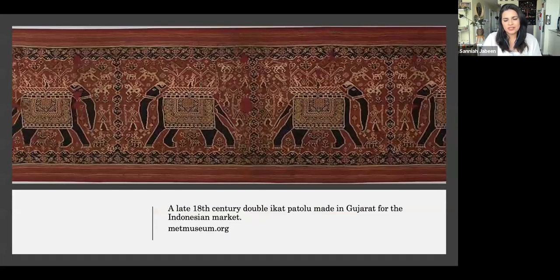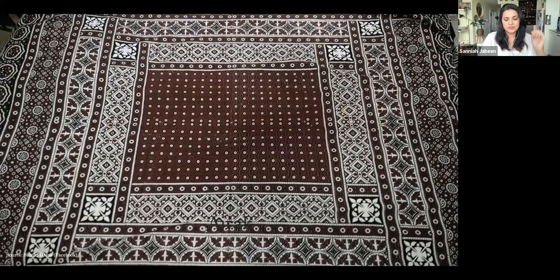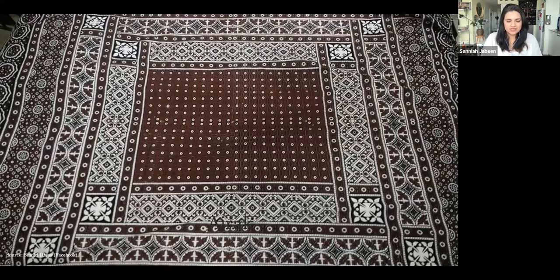And over here we have an example of a textile that was developed for the Indonesian market in the 18th century. We can very clearly see the difference in the aesthetic and the design, proving that patterns can tell us stories of how design was modified for certain audiences. To cover all sorts of textiles produced in South Asia in 10 minutes is a difficult task.